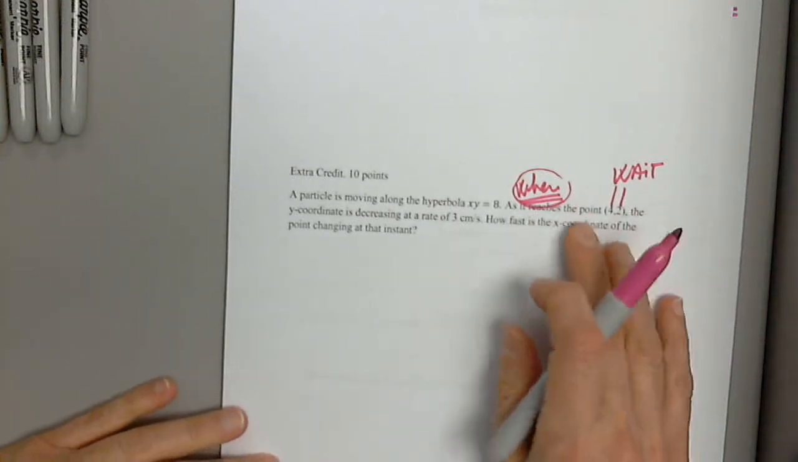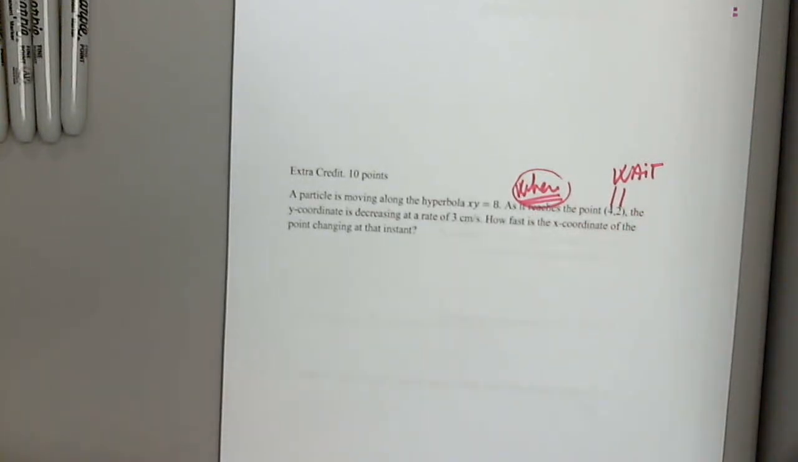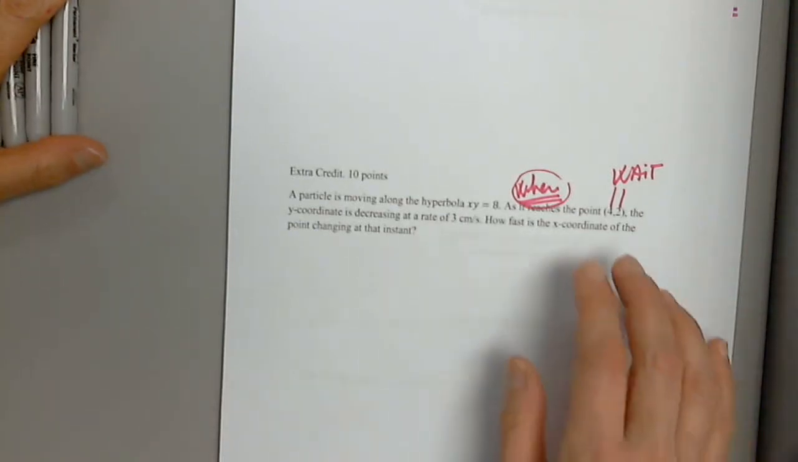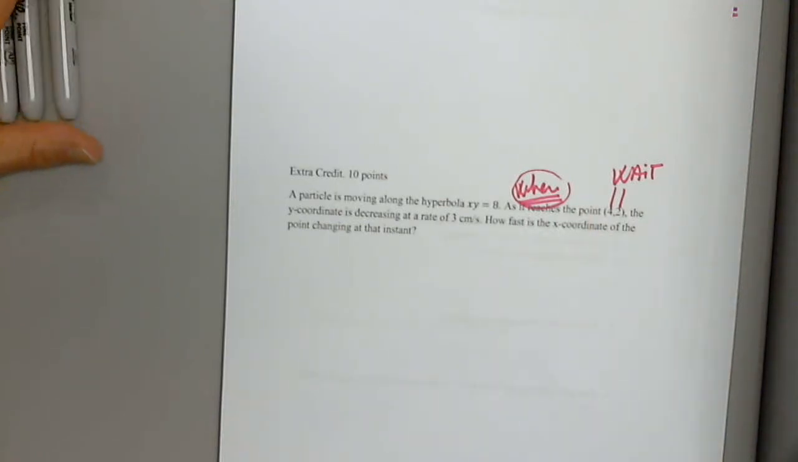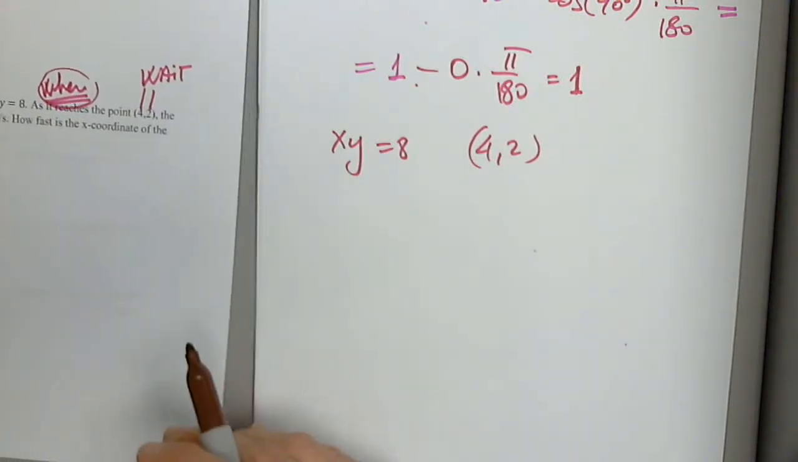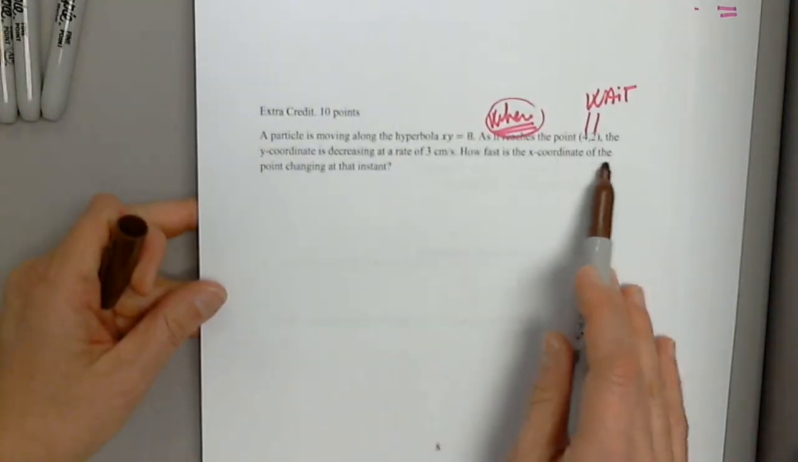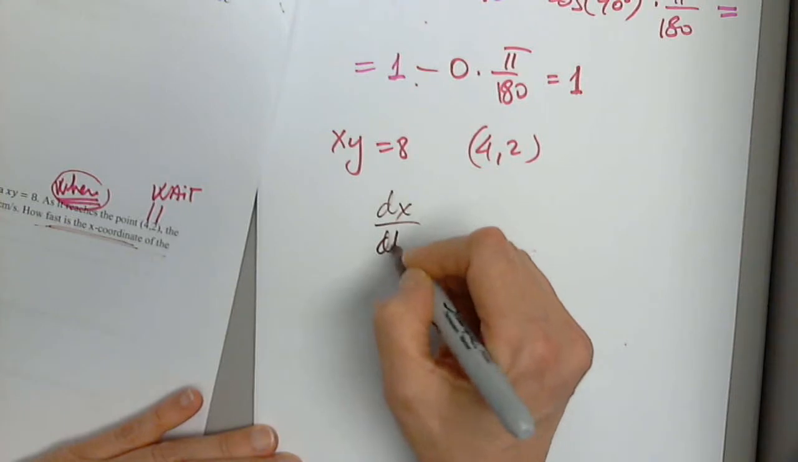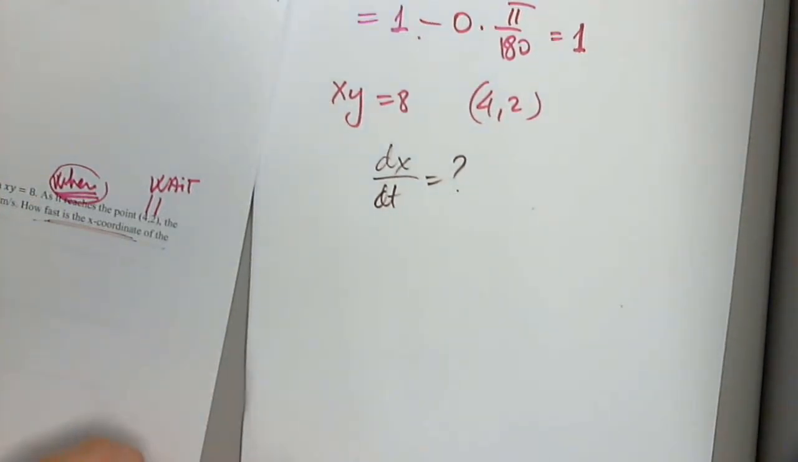This may not be a huge difference, because I also have something else in here, which is rate of change. But please remember, do not start with that. Okay, so I'm given xy equals 8, and I'm asked to find how fast the x-coordinate of the point is changing at that instant. What am I asked to find? dx over dt. Excellent. Indeed, this is what I'm asked to find.